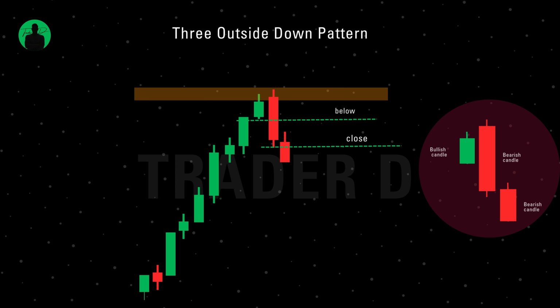You see a strong green candle near resistance. The next candle is a red one that closes below the green candle, followed by another red candle confirming the 3 outside down pattern. You can enter a short trade after the third red candle confirms the reversal. Place your stop loss above the resistance area to protect your trade.